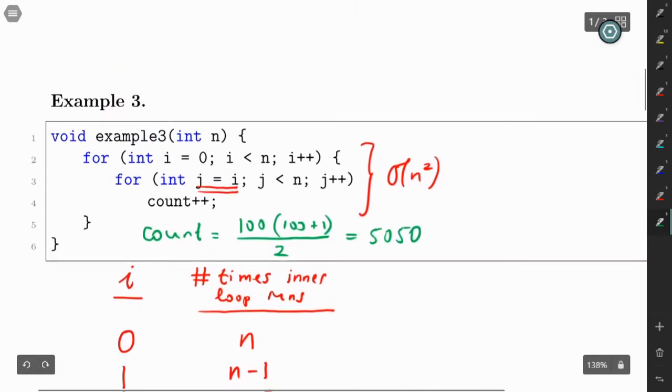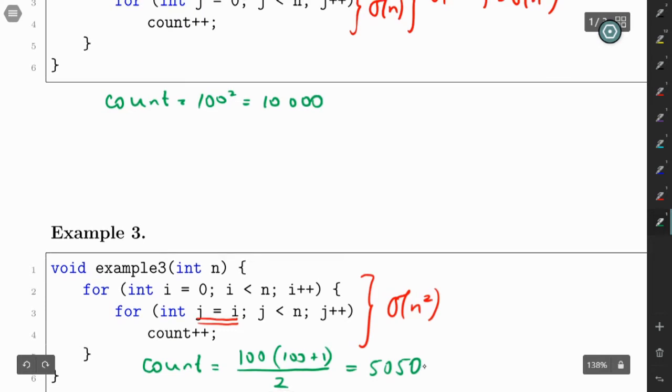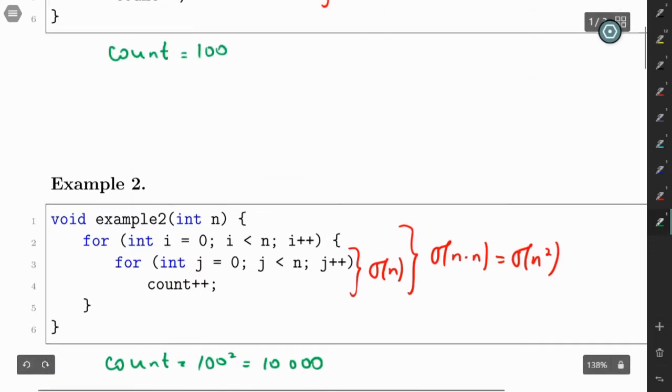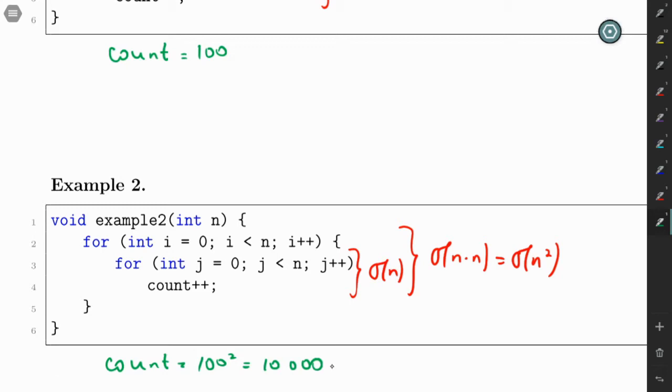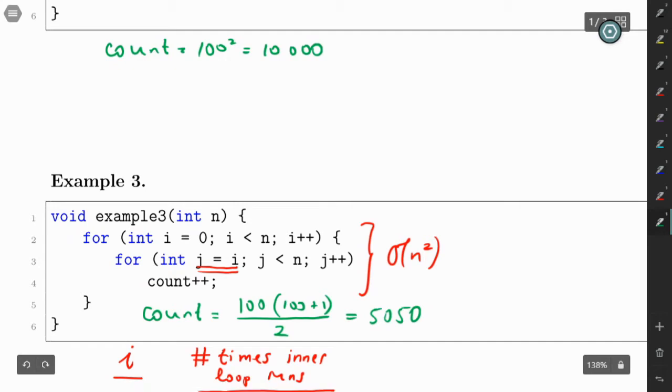So you can see the counts for example 2 and example 3 are in the same ballpark. Like 10,000, 5,000. Yes, this one is going to be smaller because we do run this loop fewer times. But they're still in the same ballpark versus something dramatic like here, going from 100 for O of n to 10,000 for O of n squared. So definitely example 2 and example 3 are closer in terms of counts.